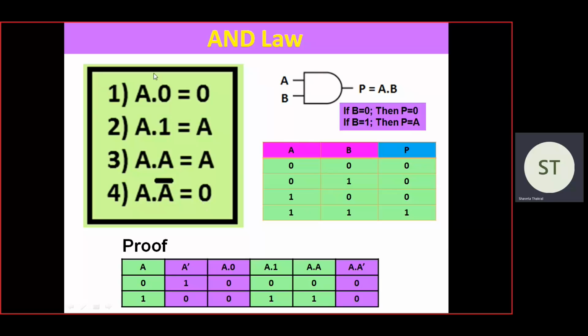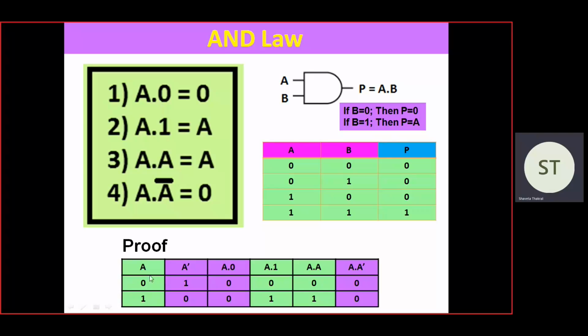So how can we prove these four theorems? We can take the value of A as 0 or 1, because A is a single variable. So in binary A can be 0 or A can be 1. So what is A complement? If A is 0, A complement will be 1, and if A is 1, A complement will be 0. Now first we need to check A dot 0.